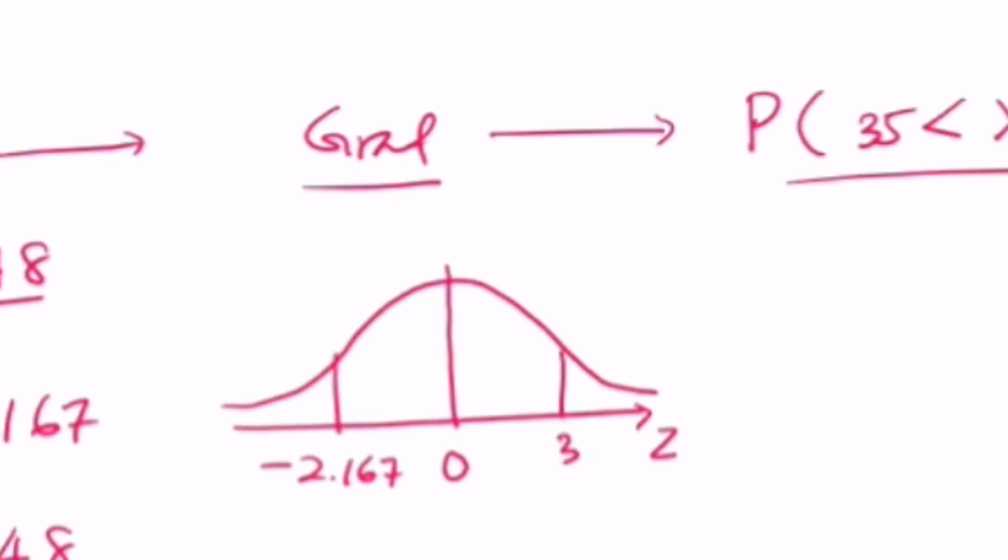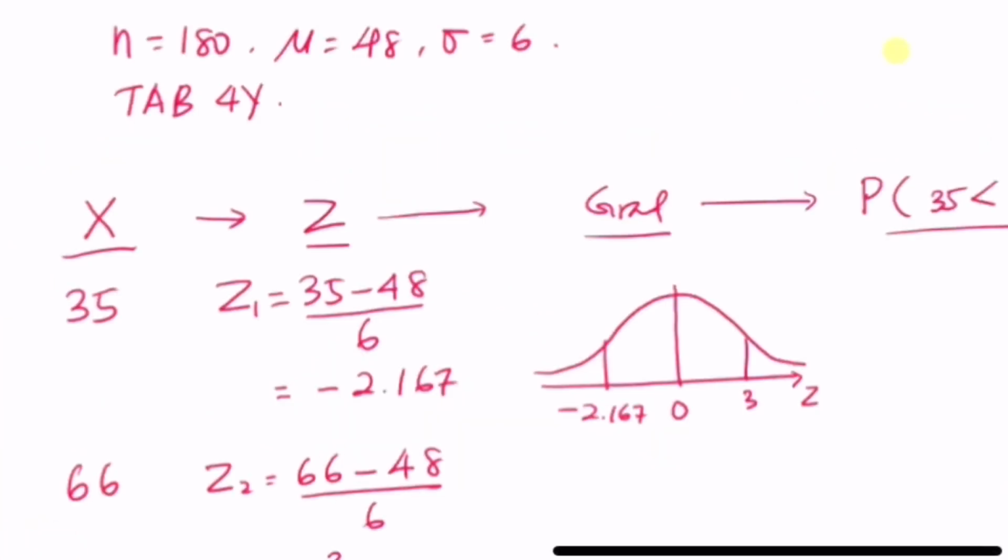Remember, negative must go to the left of the 0, and positive must go to the right of the 0. Okay guys, I'm going to teach you how to find the area for the shaded bell shape now. The shaded region is here because it's between 35 and 66. So how do we find the area for this bell shape shaded in red? There are 2 ways. Today I will use a calculator. The area for the bell shape represents probability. So let's get started with the calculator now.